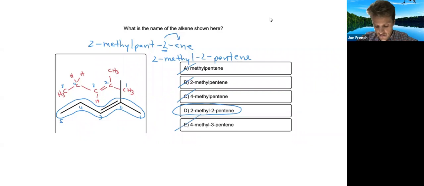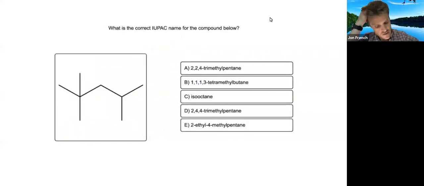And E, 4-methyl-3-pentene, again, you counted from the wrong side. We want to have the lowest number possible for our double bond. Right, here's another one. And so I'll draw the full structure just to help us see everything.